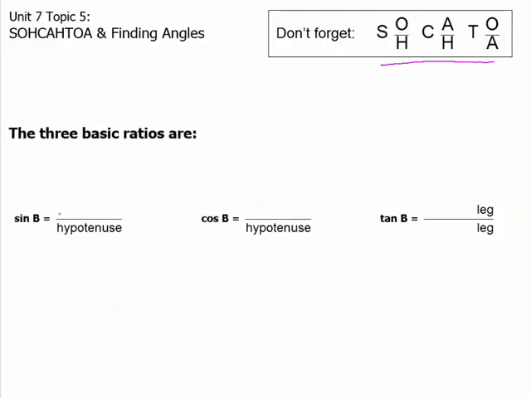The sine stands for opposite over hypotenuse. The cosine is adjacent over hypotenuse, and the tangent stands for opposite over adjacent. And we remember it by this ratio.